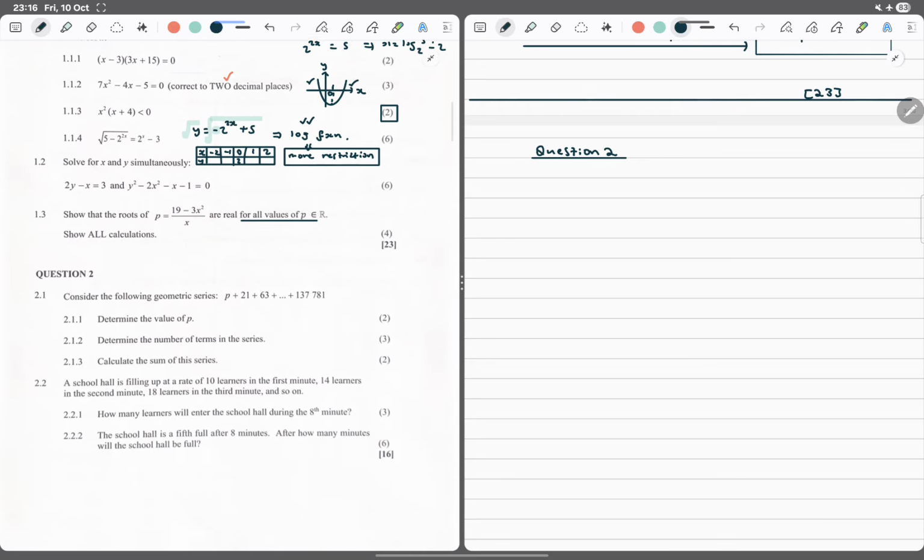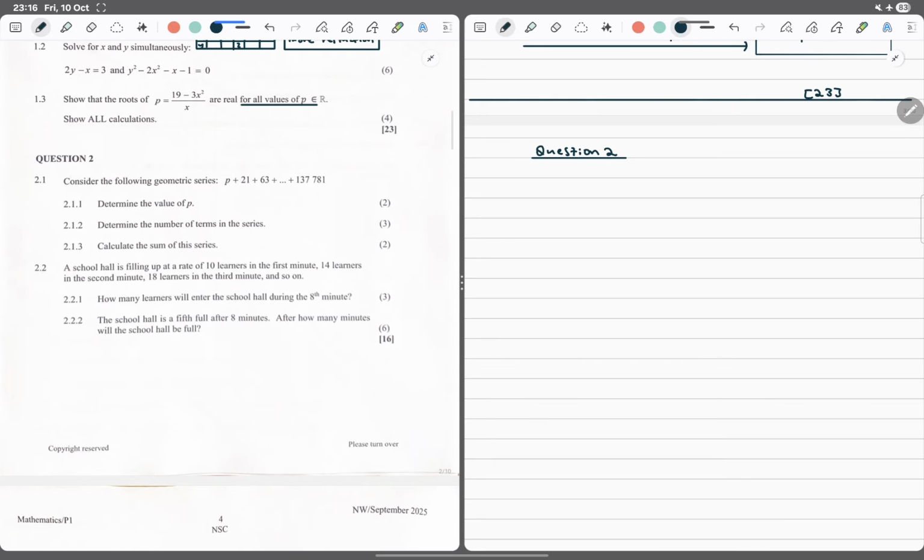So question 2 tells us to consider the following geometric series. Now we know what this is, which is very important. 2.1, we've got a geometric series p plus 21 plus 63 plus ... plus 137,781 as our last term.